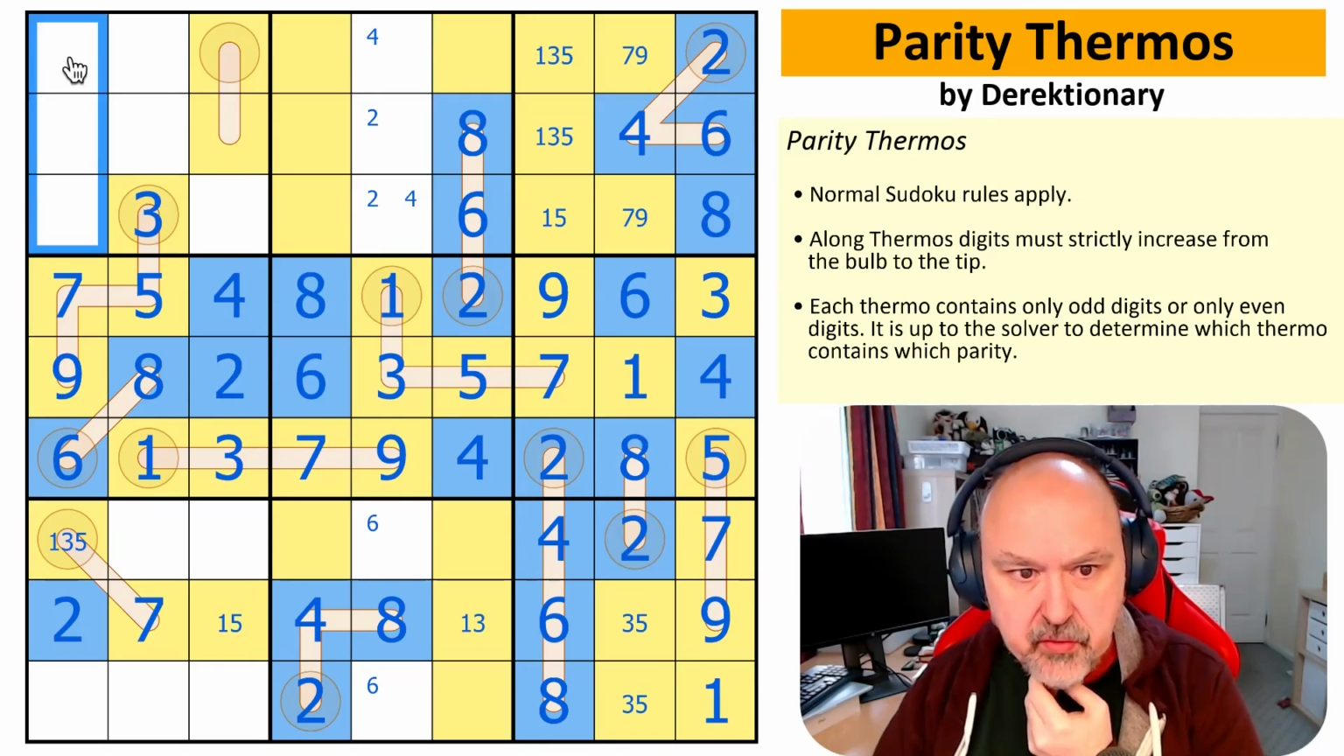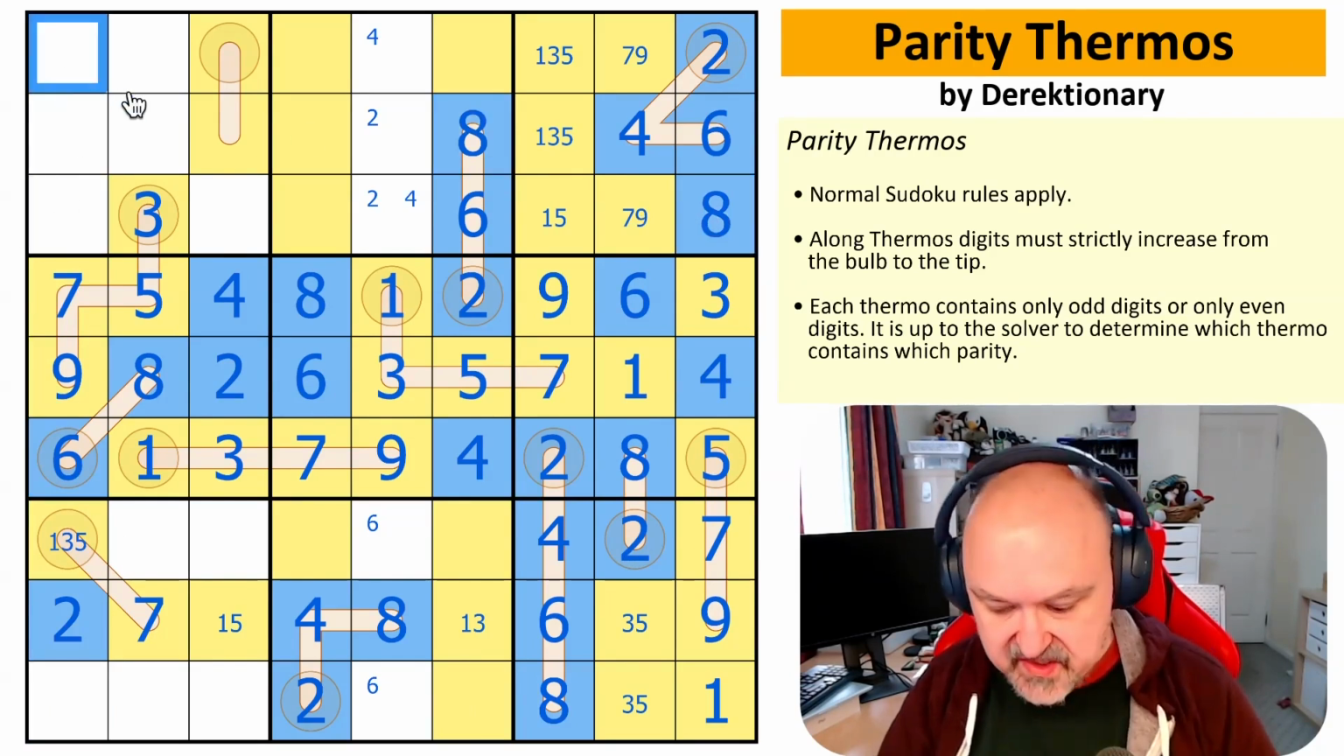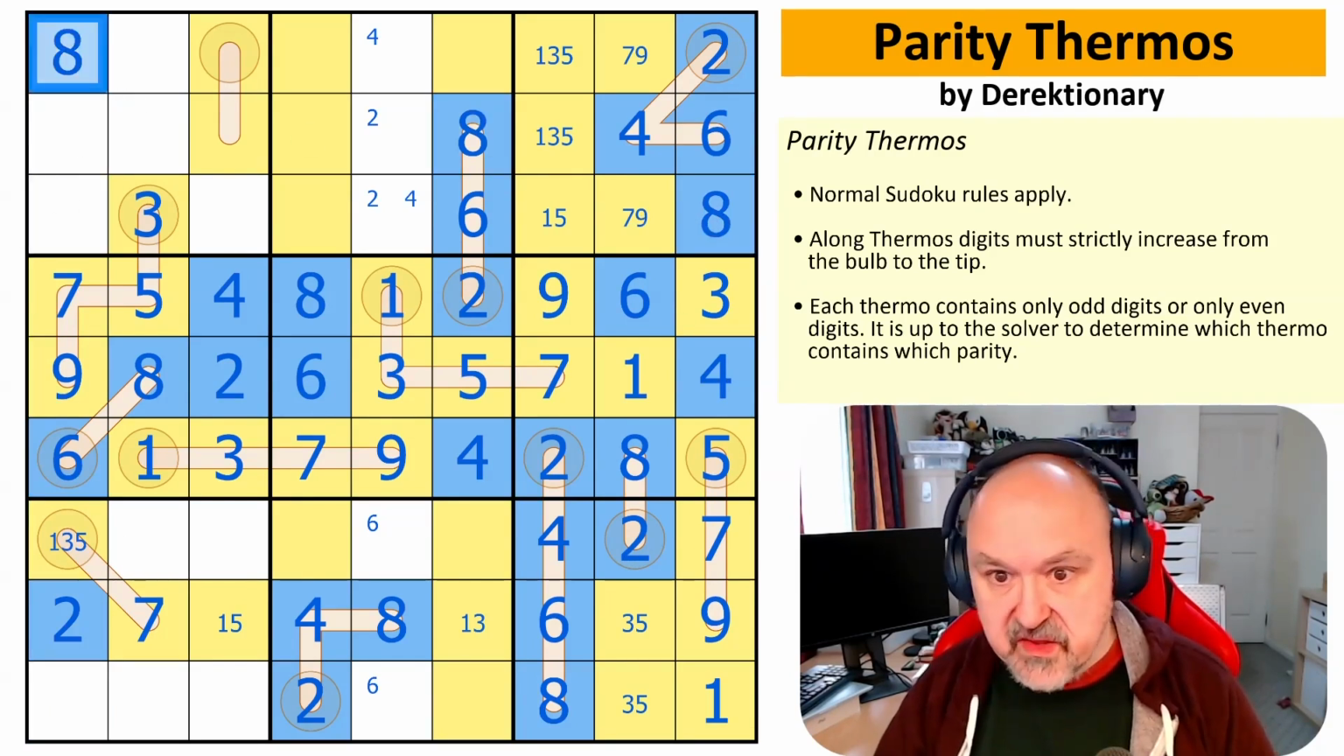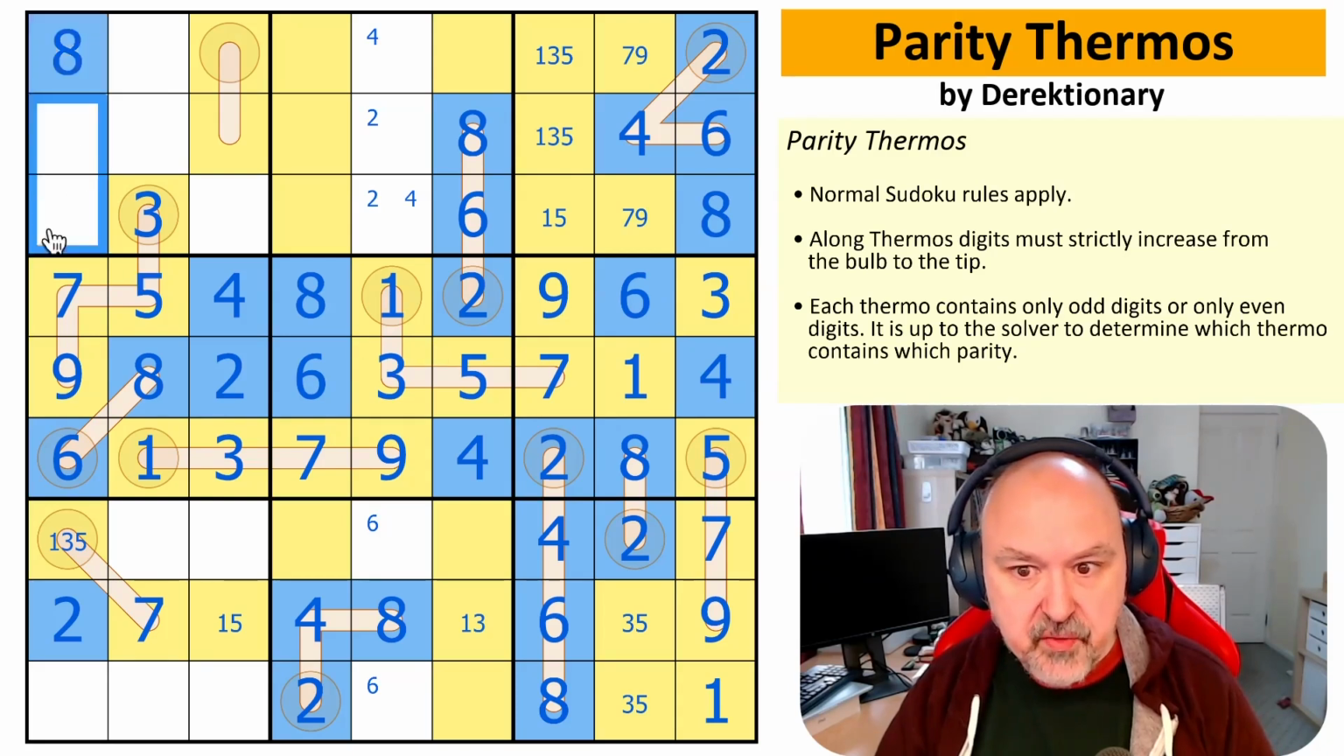8 has to go in this column. So there's an 8 there, and there's 2 8s looking at those. So this has to be the 8. So that is useful. Now I've got to put a 4 in. That can't be, so I've got 2, 6 and 8. That can't be a 4, so that is odd.